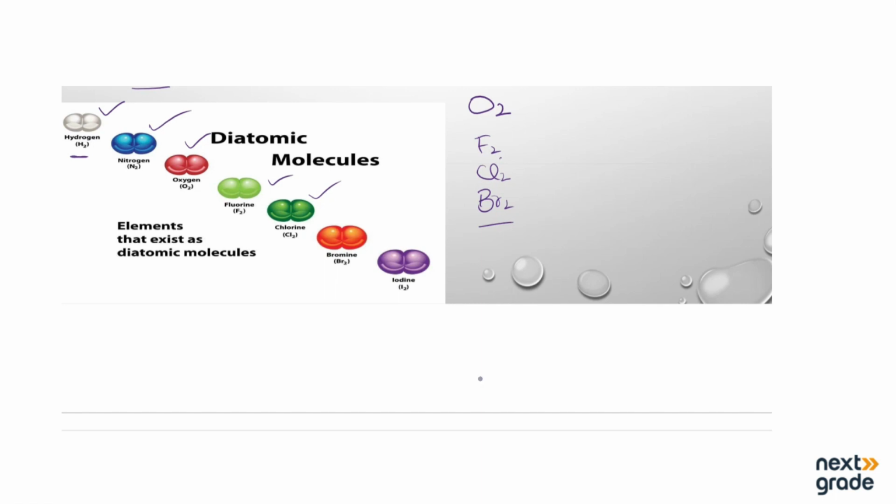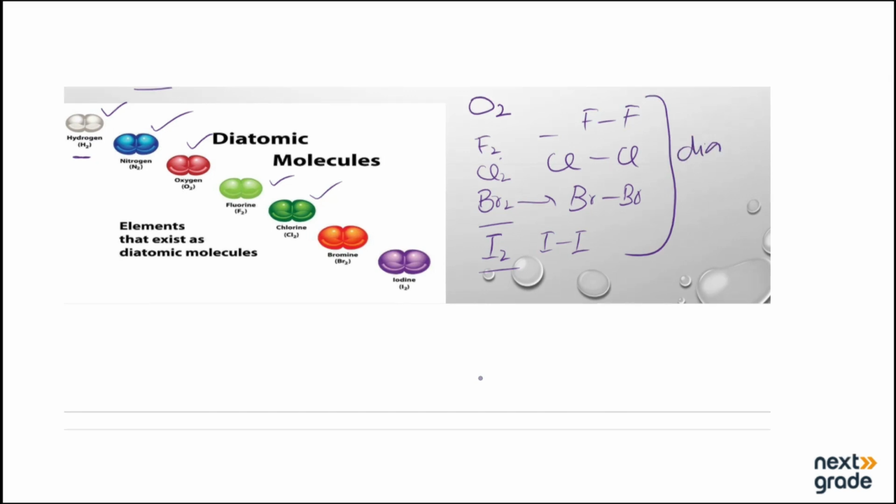The last one we have is iodine, I2. There are two atoms of iodine. In bromine we have two atoms of bromine, in chlorine two atoms of chlorine, and in fluorine two atoms of fluorine. So these are all examples of diatomic molecules.